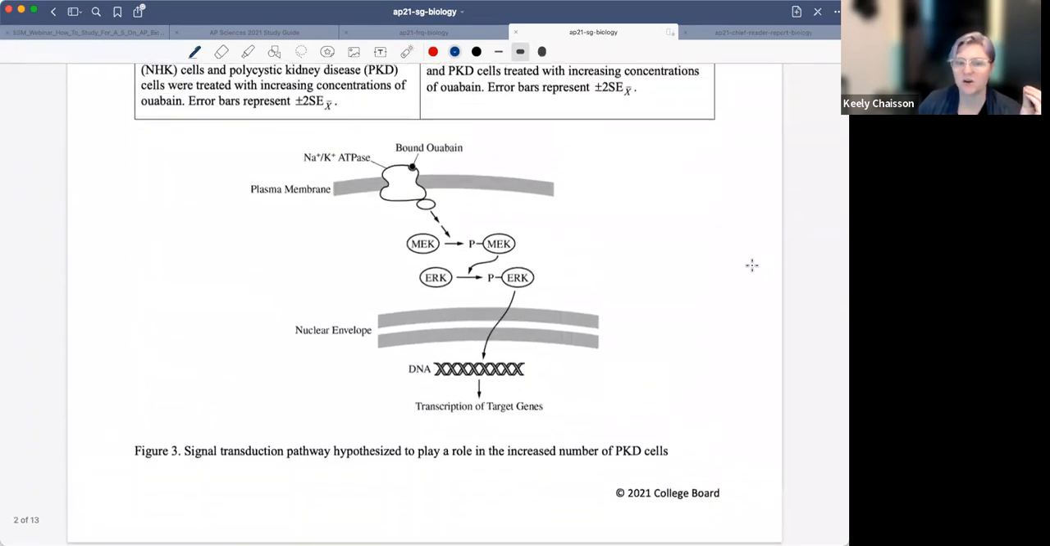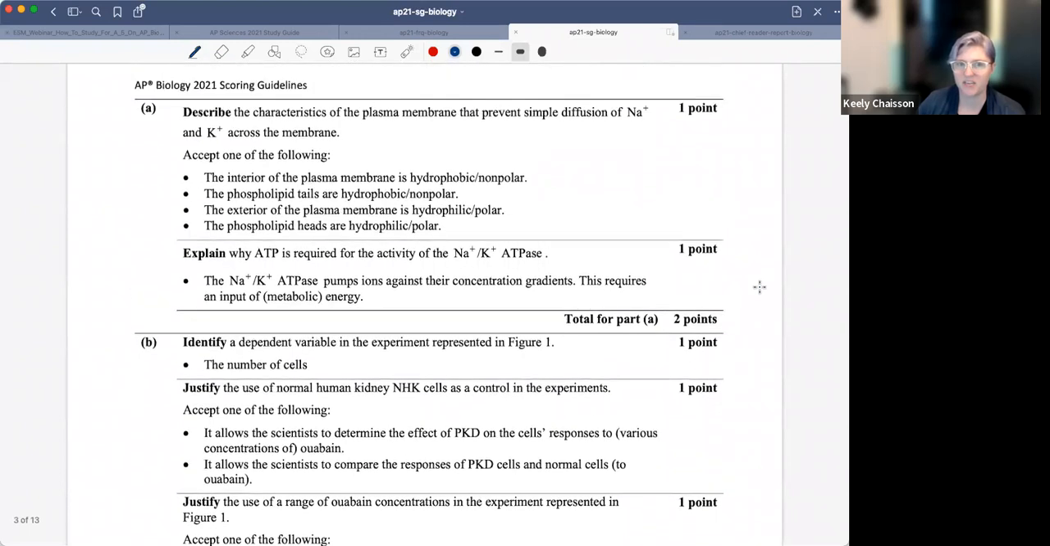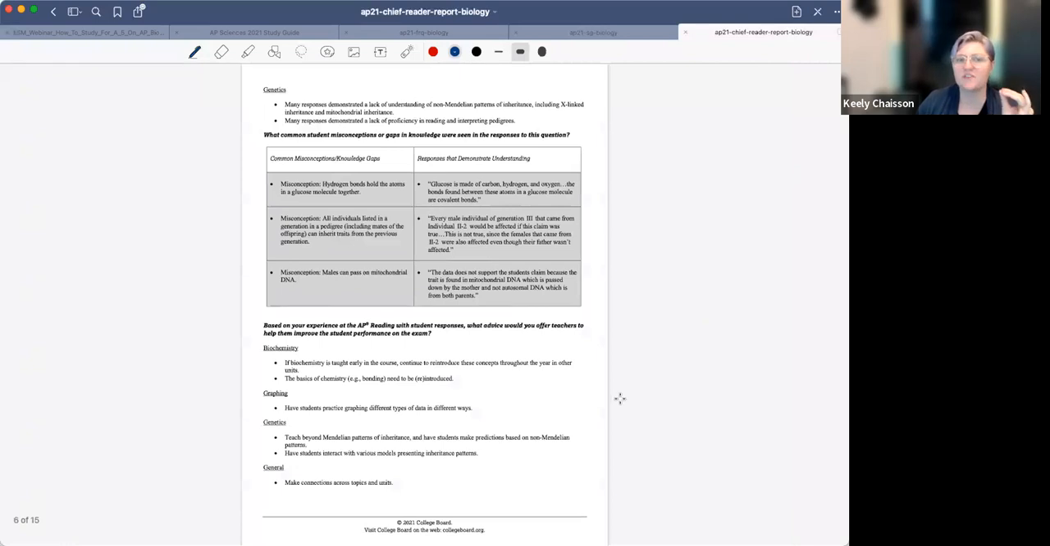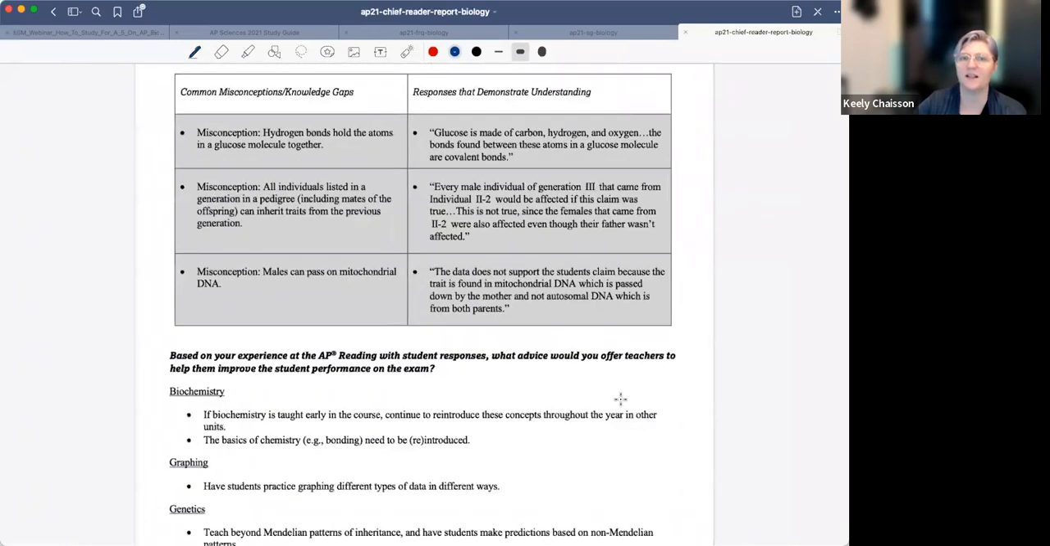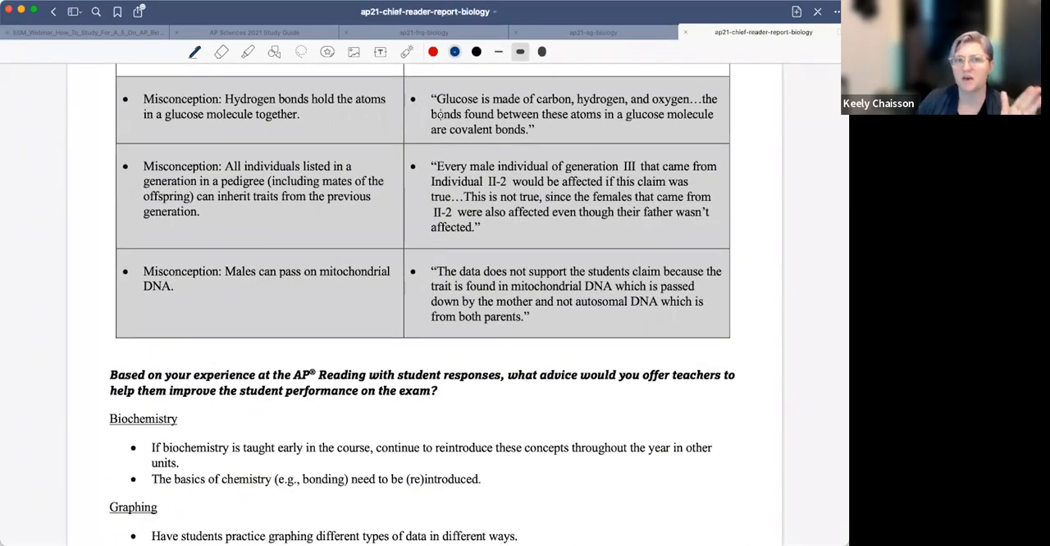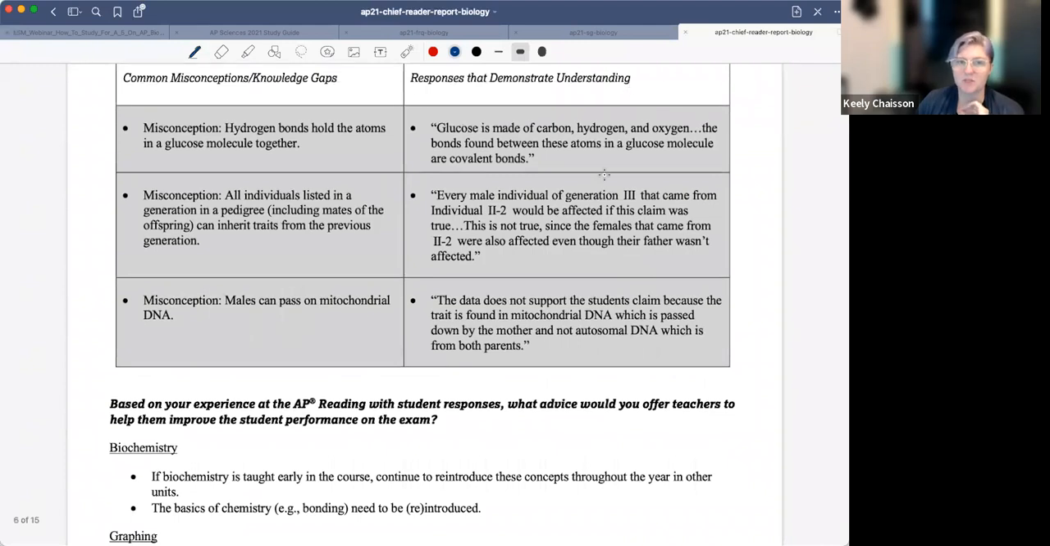The answer keys are very detailed in explaining what they need. And for 2021 specifically, we have even more than that. We have the Chief Reader Report, which goes through and gives you literal quoted examples of responses that demonstrated understanding and misconceptions that students often had. So you can check, did you have any of those misconceptions in your answer? If so, then you did not get those points. Did your answer sound pretty close to the demonstrating understanding one? Then they probably would have given you those points.